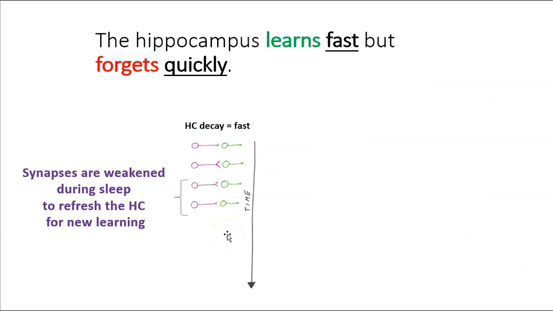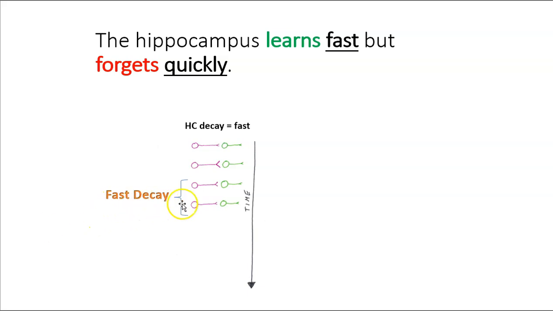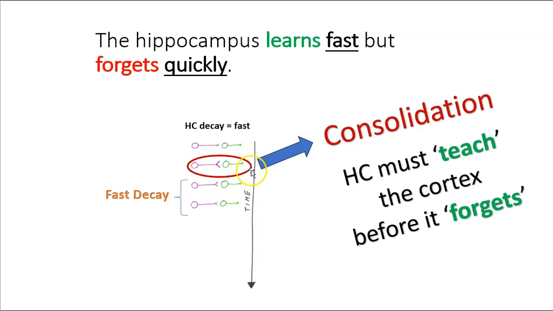But then in the next phase of sleep, we're going to weaken those hippocampal synapses again. So we're weakening the hippocampal memory traces. And why do this? To refresh the hippocampal neurons so they're ready to grow stronger synapses for the next day's learning. So we could say then that the hippocampal synapses have fast growth but also fast decay. So memory traces will decay quickly as a result of that phase of sleep. And this is why we have to do that consolidation business before the hippocampal memory traces are weakened. So the hippocampus must teach the cortex before it forgets.